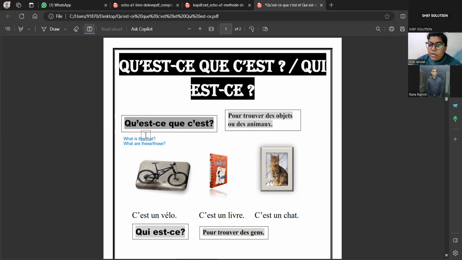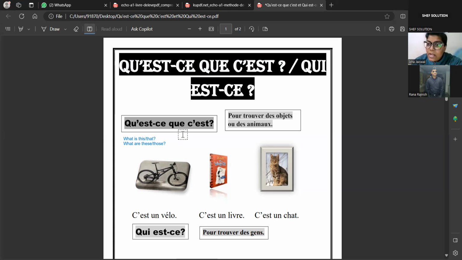Okay, so in the last class, we already did the verbs être and avoir. If you remember, je suis, tu es, il est, elle est, nous sommes, vous êtes, ils sont, elles sont, and the verb avoir also: j'ai, tu as, il a, elle a, nous avons, vous avez, ils ont, elles ont.